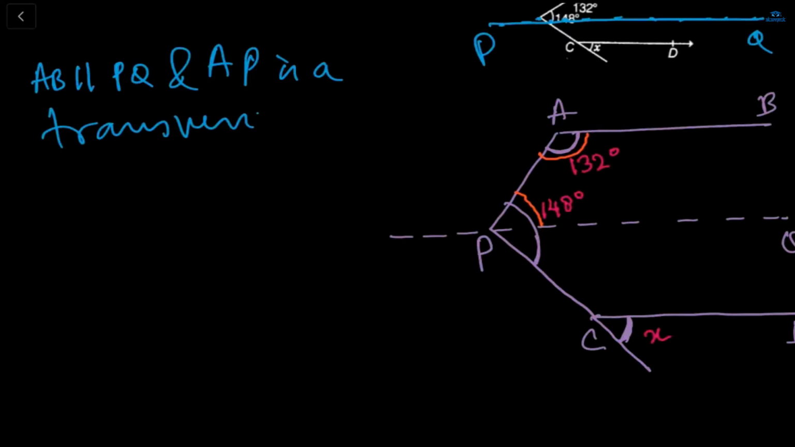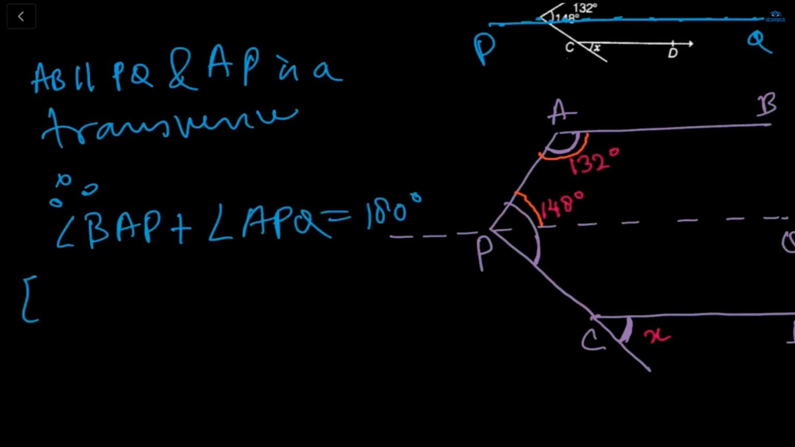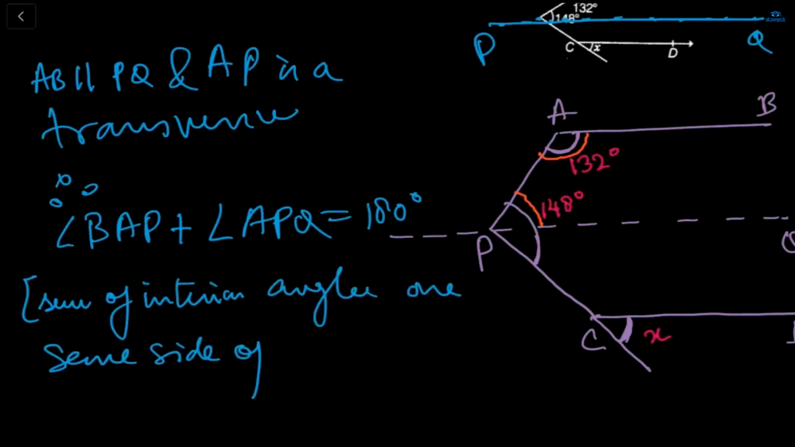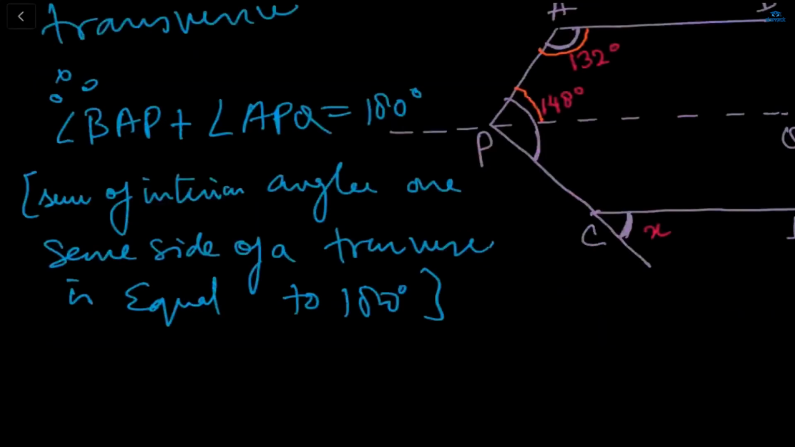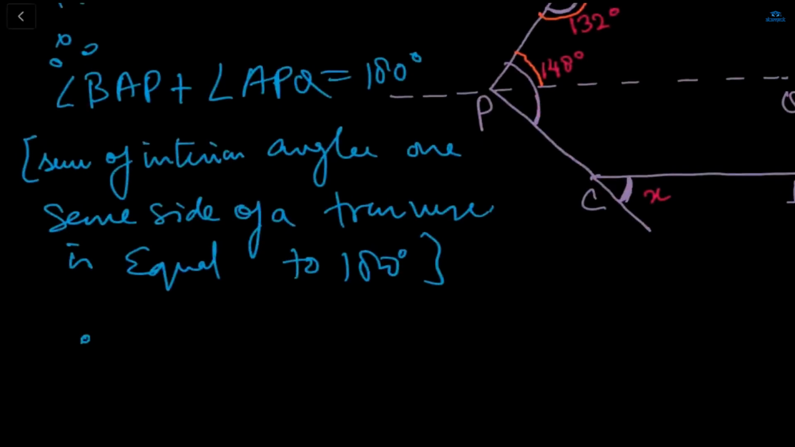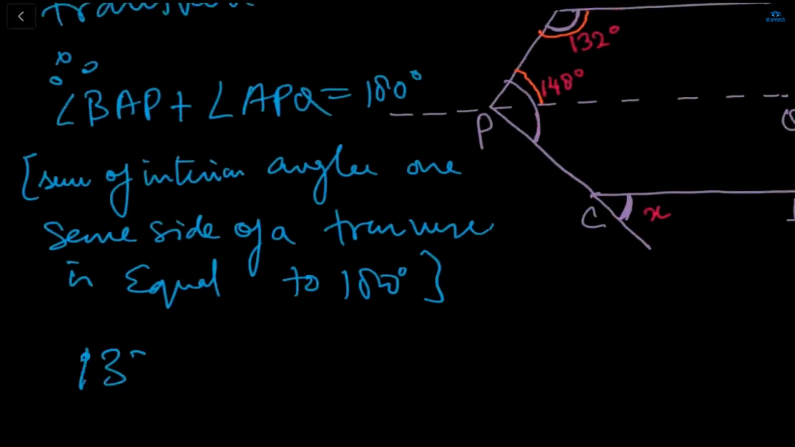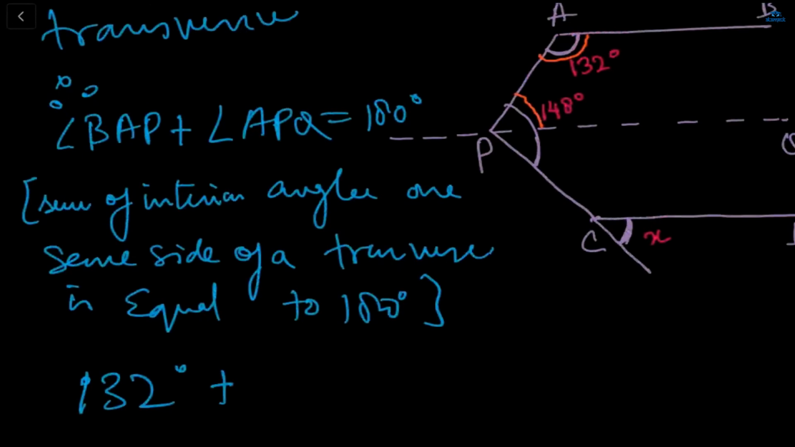Therefore, angle BAP plus angle APQ will be equal to 180 degrees. From what? The sum of interior angles on the same side of a transversal is equal to 180 degrees. So therefore, what will it be? 132 degrees plus... the total is 148.